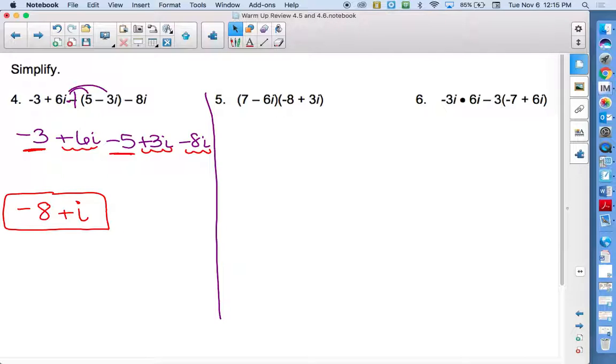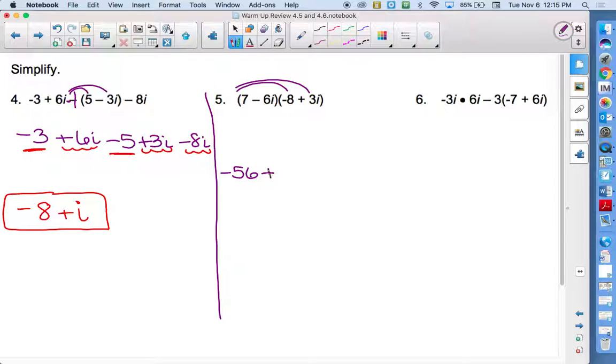Number 5 looks exactly like foiling with x's, except there's i's in it, so we can perform the same method with FOIL. So -56, +21i. The middle terms give us +48i, just watch your signs. And then the last term gives us a -18i squared.